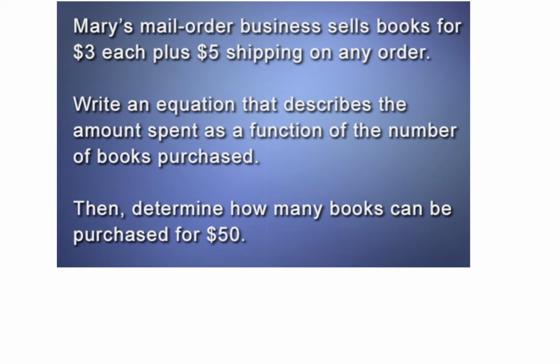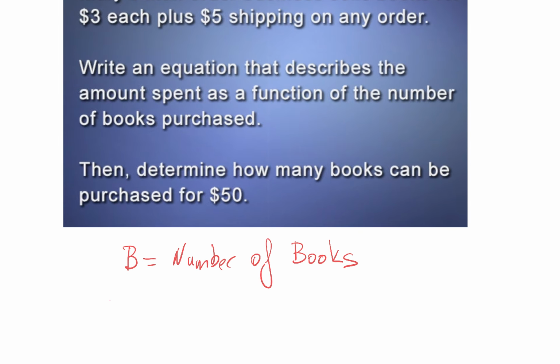So how would we write the equation? Let's say that we sell books. So let's say B equals the number of books. If B equals 1, it means one book. If B equals 2, it means two books. Now, every book costs $3. So 3 multiplied by B, because one book costs $3.